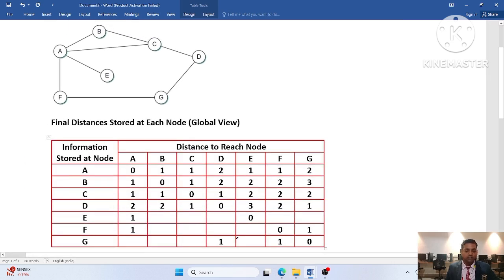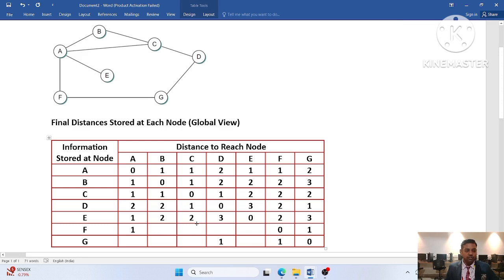Next router E. So E to B is 2. E to C will be also 2 via A. And E to D is 3. E to F hop count is 2, and E to G is 3.